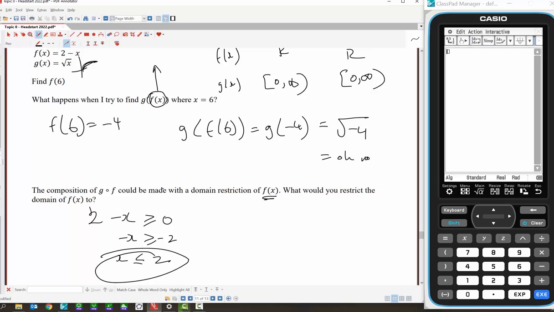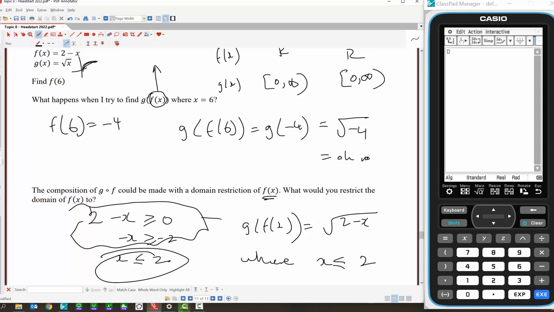Let's just write it out. So we'll do the composition now. So we'll say that g of f of x is equal to, so that's missing a bracket, equals root, and instead of x we'll write in 2 take x, but it's only going to work where x is less than or equal to 2. We can kind of see that intuitively, but it's good that mathematically that suggests that.